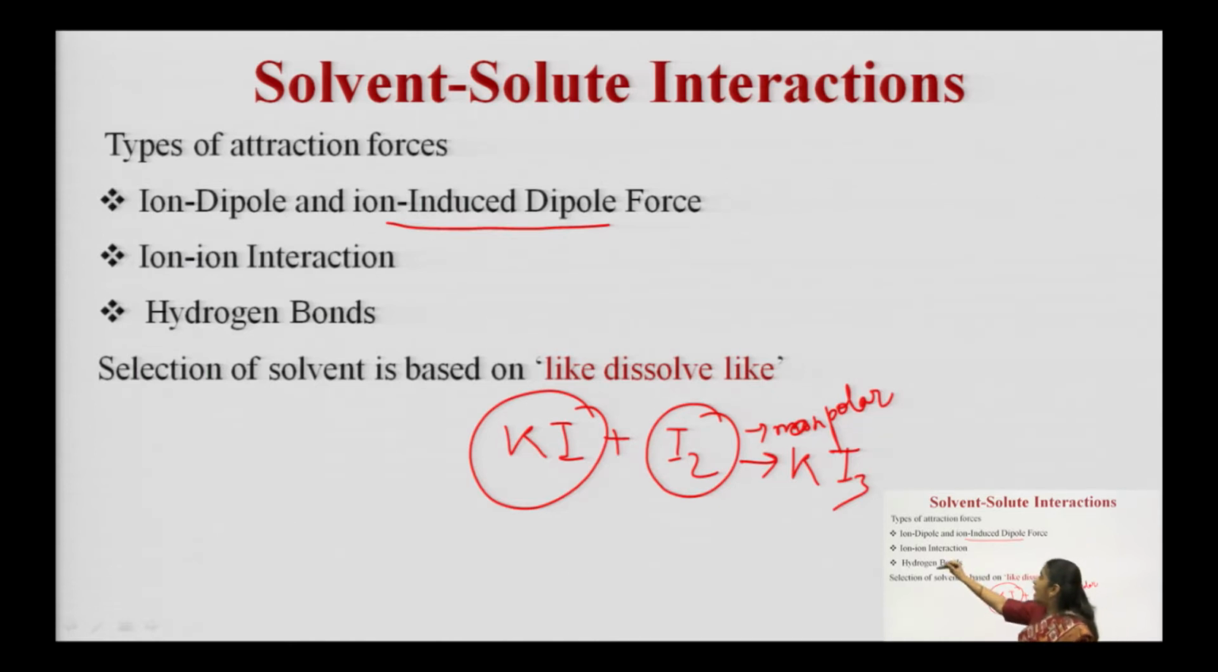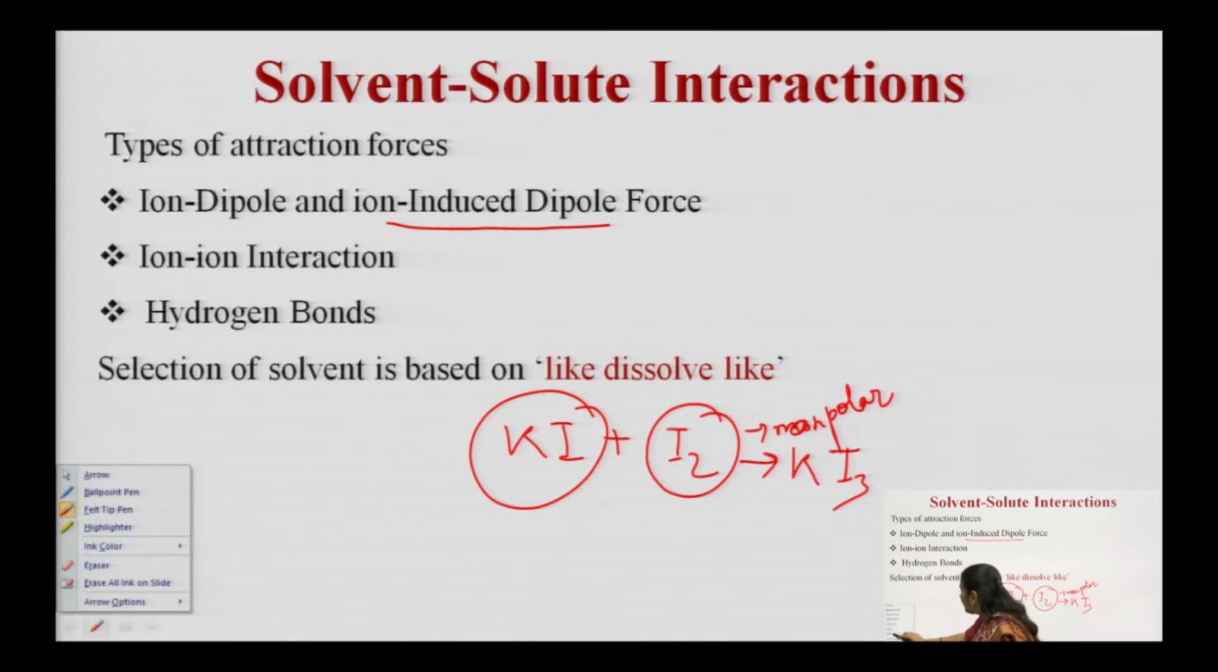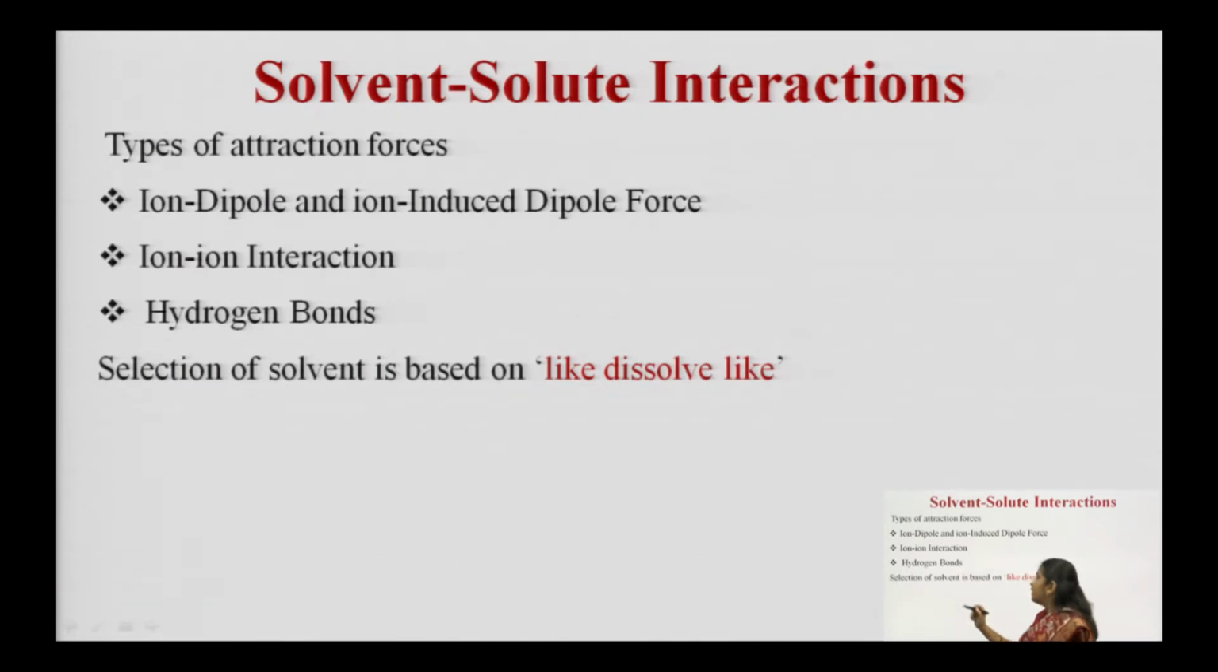Then comes ion ion interaction. Now, in ion ion interaction, what happens? It is the force of attraction which exists between two ions. Mostly these ionic compounds are strongly bound to each other by electrostatic force of attraction, as they form electrovalent bonds. So, basically when we discuss ion ion interaction, we discuss salt formation.